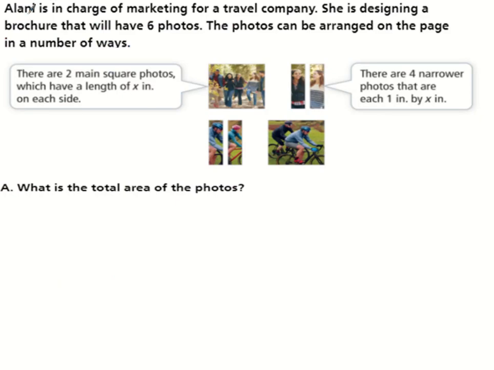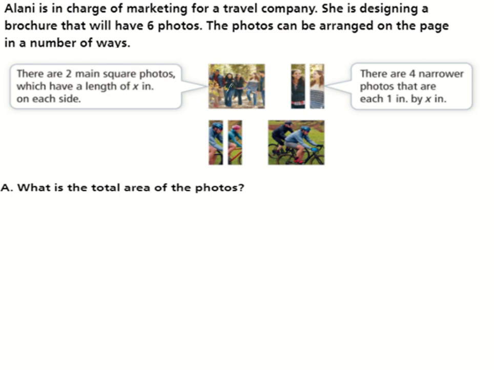Okay, so for factoring, sometimes we're going to have to solve word problems that require us to factor. So Alani is in charge of marketing for a travel company. She's designing a brochure that will have 6 photos. So 1, 2, 3, 4, 5, 6. The photos can be arranged on the page in a number of ways.